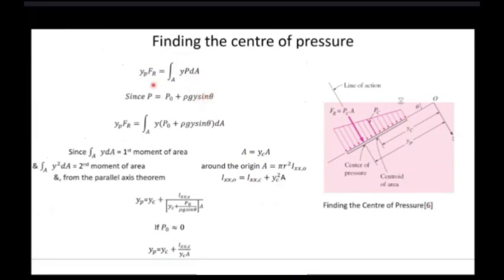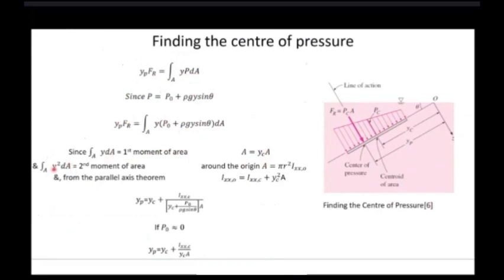Now, we saw on the previous slide that P was equal to the atmospheric pressure plus rho g y sine theta. So if we now put that into this equation here, we end up with yp times by FR, so our moment, being equal to the integral of y times by the atmospheric pressure plus rho g y sine theta dA. Now, we saw on the previous slide that the integral of y dA is called our first moment of area, and that's equal to yC A.